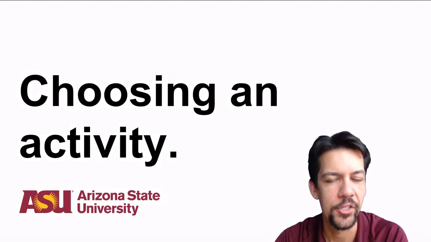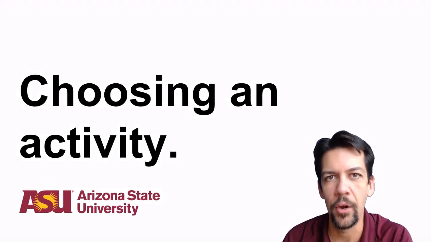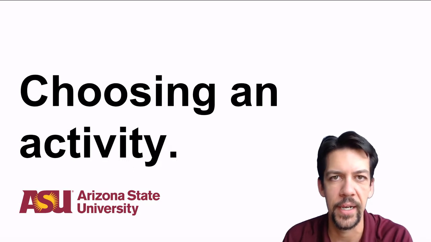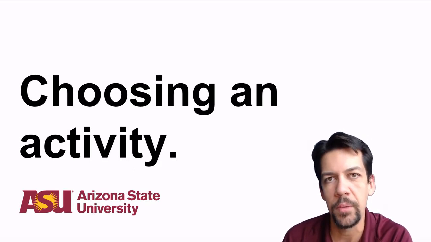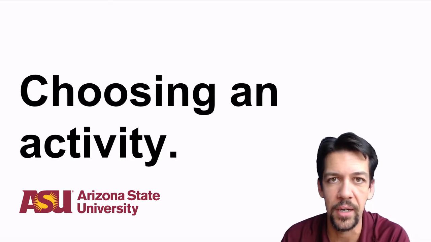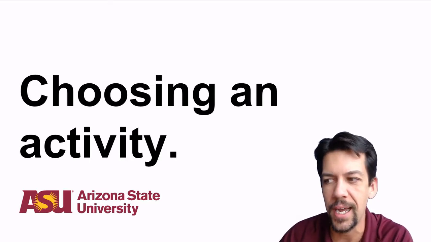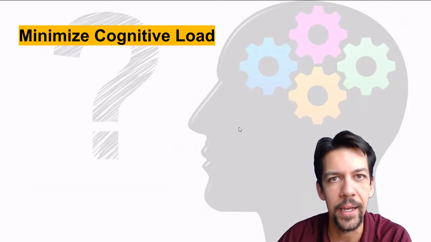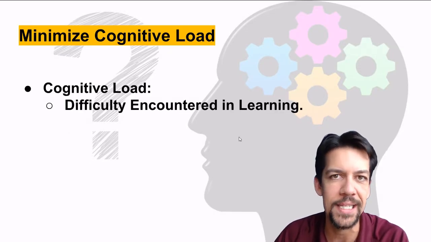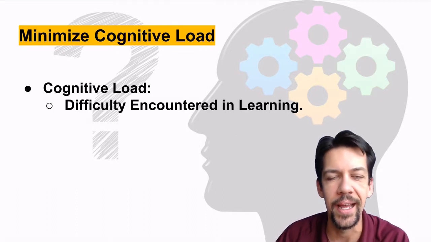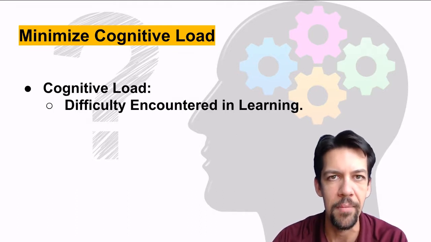Now let's talk about how to choose an activity for your classroom. As you're going through all of the different activities on the Hour of Code website, what we recommend you consider is what we call cognitive load. The idea behind cognitive load is that these are basically the difficulties encountered in learning, and we want to try and minimize these things.